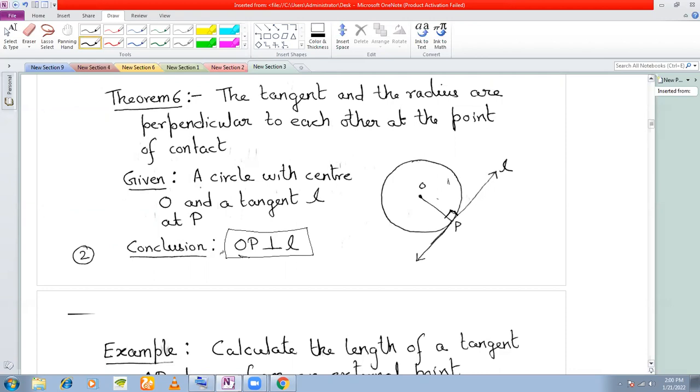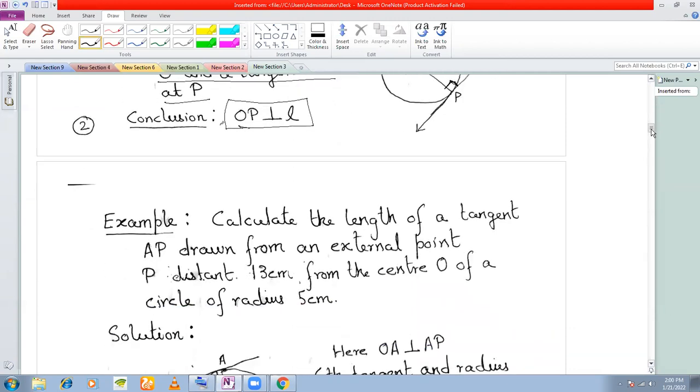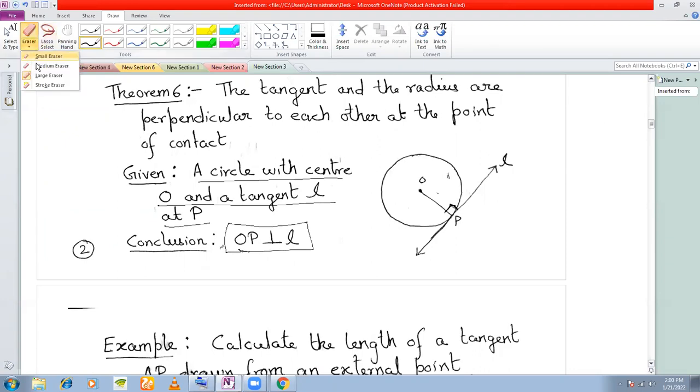The given here was a circle with center O and tangent L at P. This was given to you, and you concluded that OP must be perpendicular to L. This is something that you have done back in your class 8, right? Moving on.